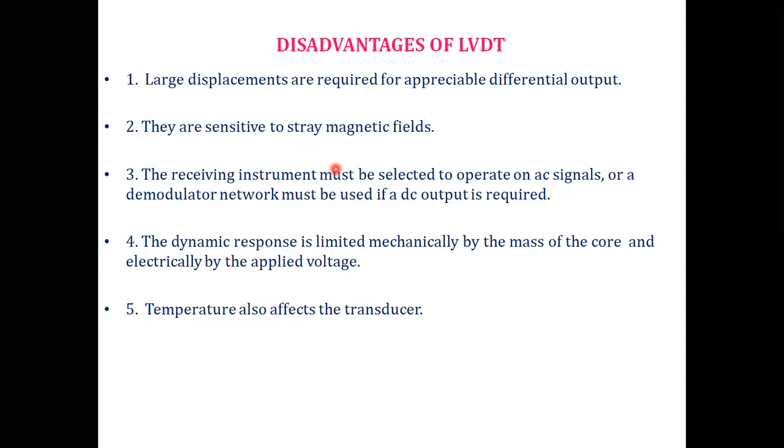The receiving instrument must be selected to operate on AC signals, or a demodulator network must be used if a DC output is required. An extra demodulator circuit has to be added when we take a DC output voltage. And the dynamic response is limited mechanically by the mass of the core. The dynamic response is going to be limited mechanically by the mass of the core and electrically by the applied voltage.